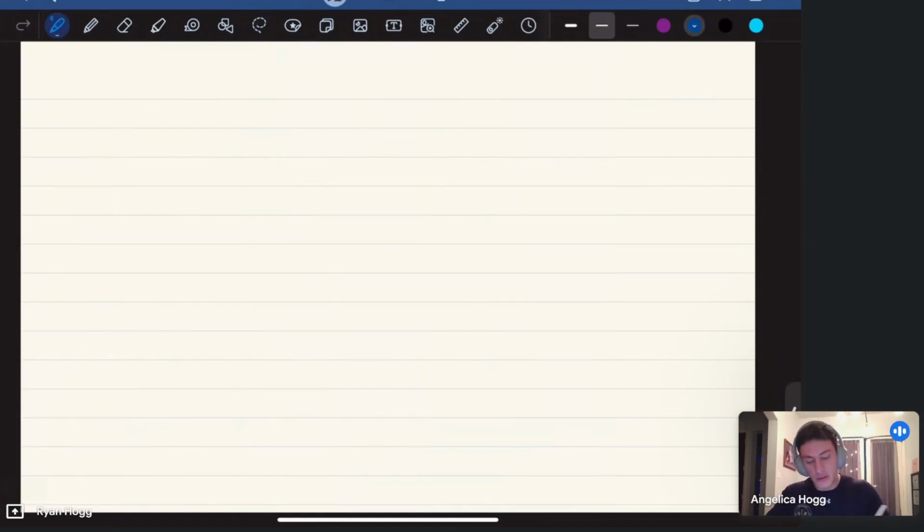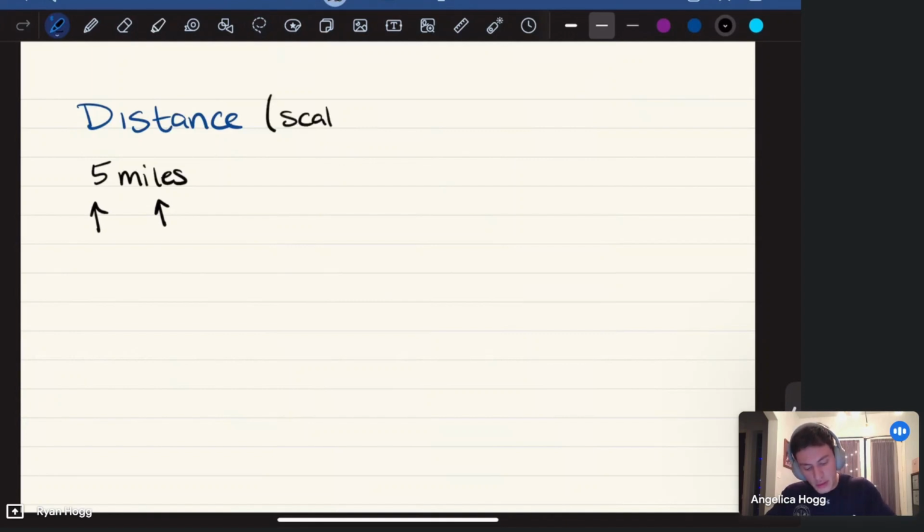So in physics, we talk about distance a lot. That's a word you'll hear thrown around. And an example of a distance would be something like 5 miles. It's pretty clear you have a number, and then you have a unit next to it. And together, that gives you your distance. Distance is known as a scalar quantity because it doesn't tell you how that distance was moved. It just tells you what distance was covered.